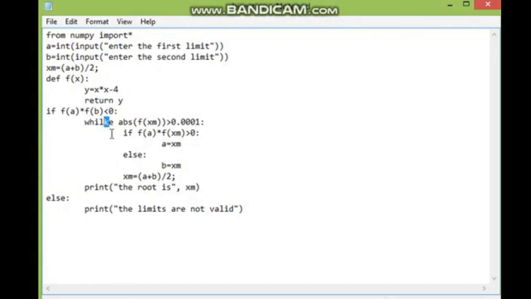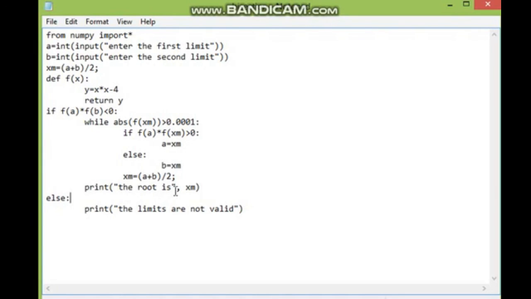Okay, we have one mistake here. While the absolute value of f of xm is greater than 0.001, then only we will check whether f of xm is close to 0 or not, with this much accuracy. Then we will have the condition: if f of a star f of xm is positive, then we have to replace the positive limit with xm, or else we replace the negative limit with xm. We are considering the first limit as positive and the second limit as negative here. That also you can enter here.